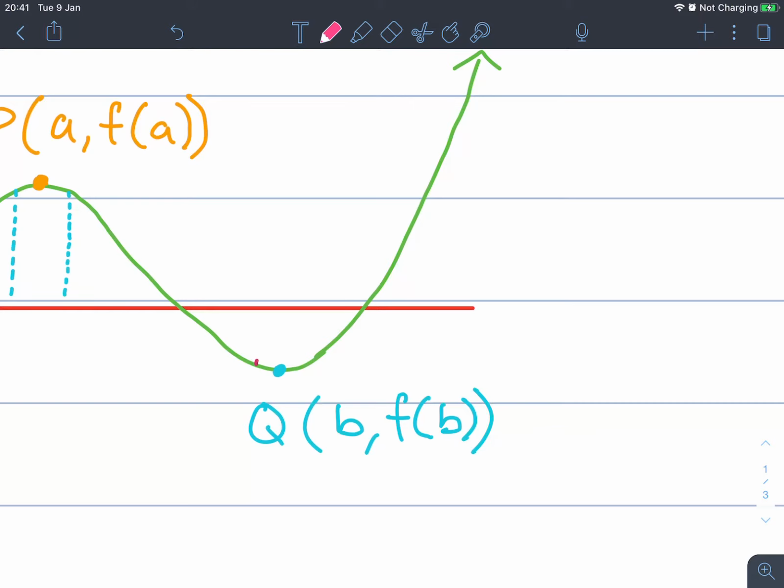It's the other way around for the point Q, which is a minima. So if we pick a point to the left of it and take the tangent of that curve, the gradient of the tangent is decreasing to the left, and then to the right of it, it should be increasing, like so.